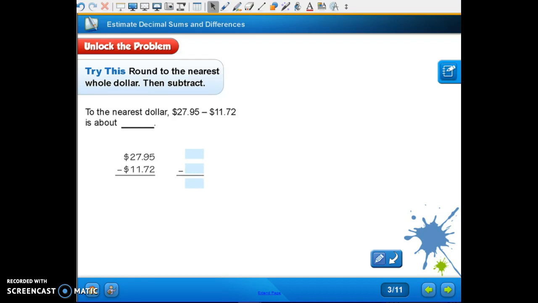So now we have $28. And $11.72. Does the 7 make the 1 round up or stay the same? Round up. So then we have $12. And 28 minus 12, 8 minus 2 is 6, and 2 minus 1 is 1. So it is about $16.